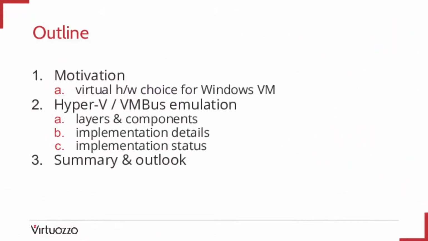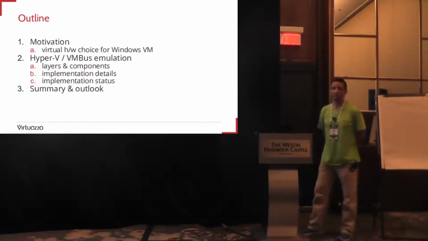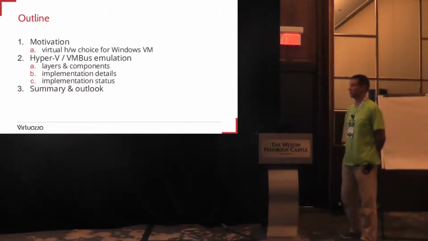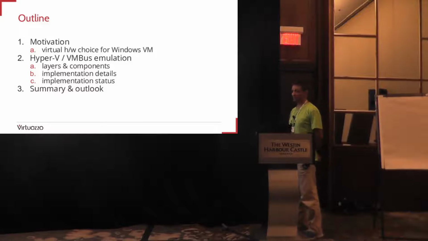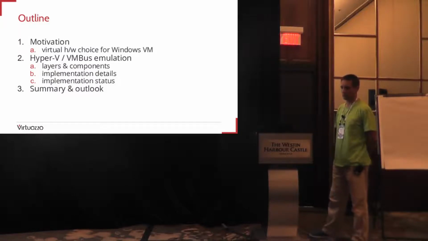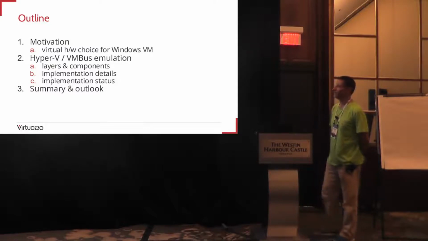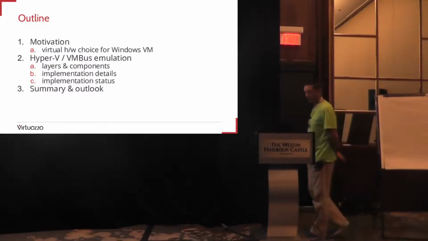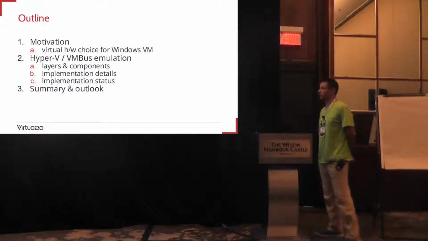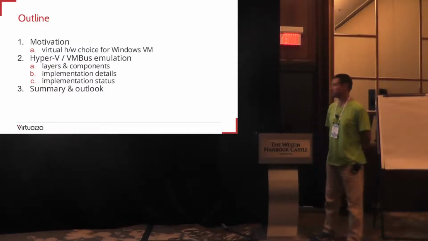Okay, here's the outline. I'll discuss first why we started this activity in Virtuozzo, and what the business case is, why we needed to start a new development in a very underspecified area, and then I'll consider the choices people may have when setting up a Windows virtual machine on the KVM. Then I'll go through a bit more details of the actual implementation of the Hyper-V and VMBus emulation.